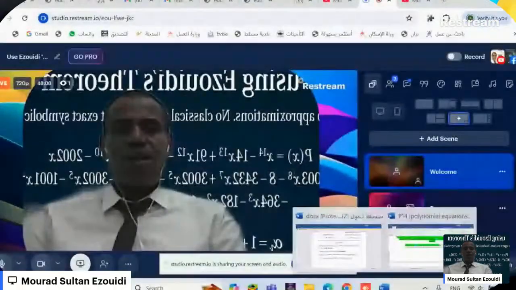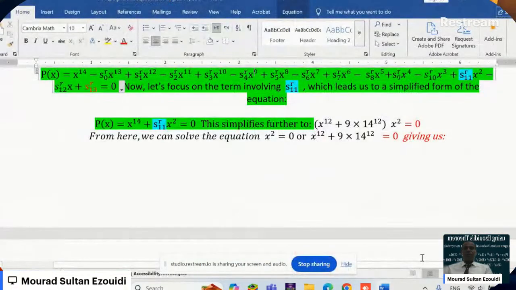So here we told that p of x has to be equal to x raised to the power 14 minus S0 x raised to the power 13 plus S1 x raised to the power 12 minus S2 x raised to the power 11 plus S3 x raised to the power 10 minus S4 x raised to the power 9 plus S5 x raised to the power 8 minus S6 x raised to the power 7 plus S7 x raised to the power 6 minus S8 x raised to the power 5 plus S9 x raised to the power 4 minus S10 x cubed plus S11 x squared minus S12 times x plus S13 equals 0. This is the new polynomial that I obtained from the recursive formula.